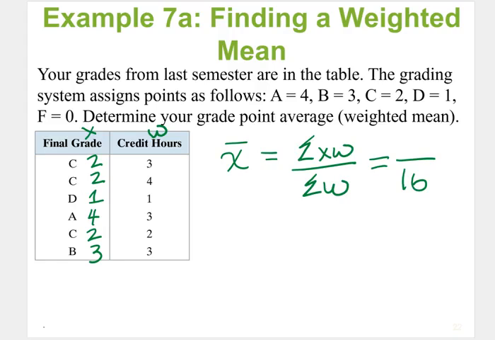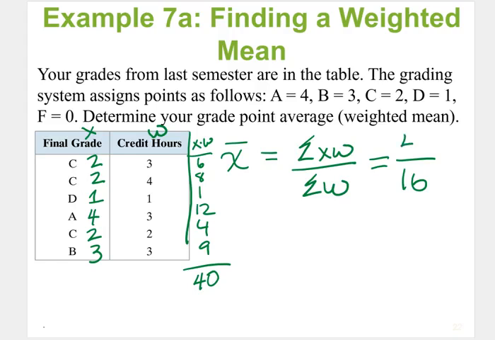So you may need to make an extra column on your chart, where you do your X times your Y's. So 2 times 3 is 6, 2 times 4 is 8, 1 times 1 is 1, 4 times 3 is 12, 2 times 2 is 4, 3 times 3 is 9. And then add up those quality points that you have earned. So you have earned a total of 40 quality points based on your semester grades and the credit hours that each class is worth. And obviously, if you get a C in a 4-credit class, it's going to count more, right? It counted for 8 points, whereas if you got a C in a 3-credit class, it only counts for 6 points, which kind of makes sense if you think about it.